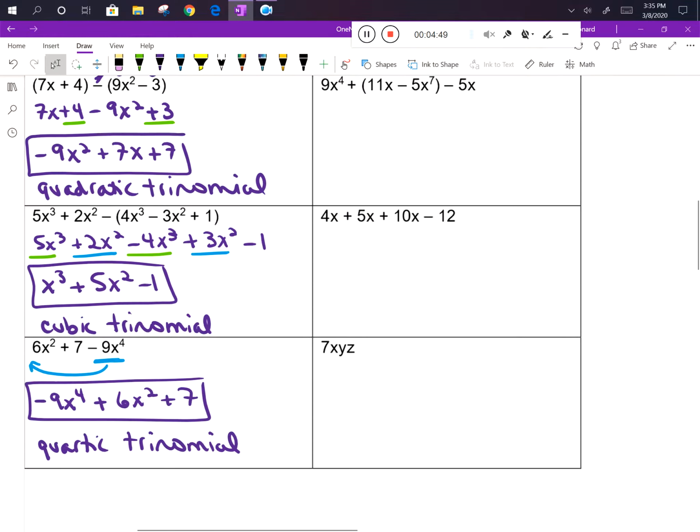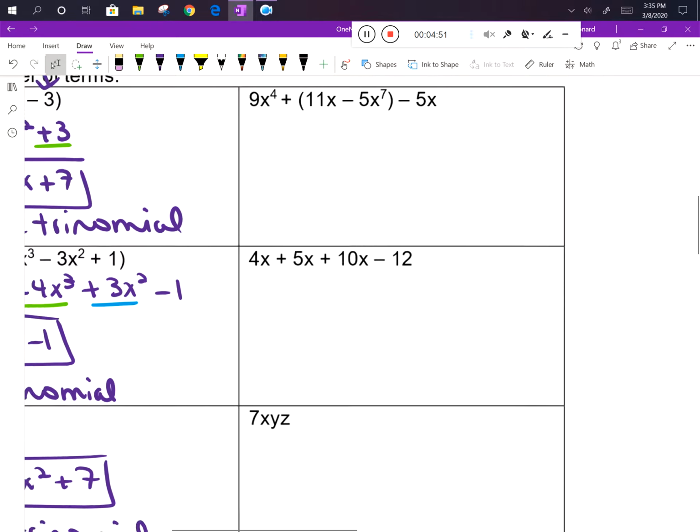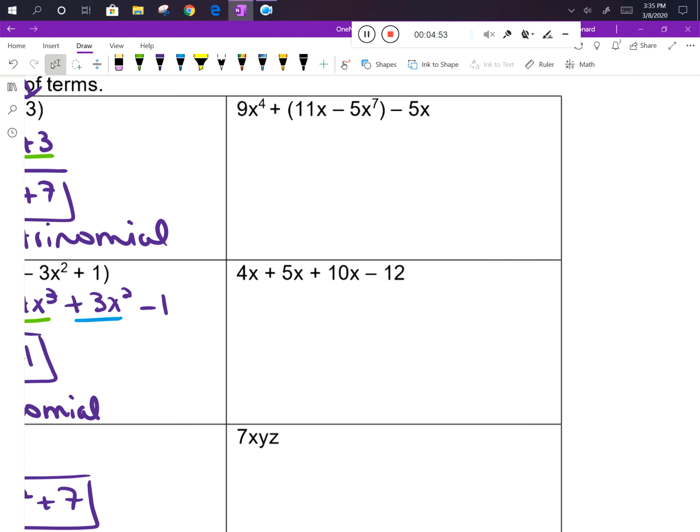Let's tackle the third column. In the third column, we do have a set of parentheses, but interestingly, they kind of don't accomplish anything. When I think of distributing a positive 1, nothing happens. This is just 9x to the 4th plus 11x minus 5x to the 7th minus 5x. So the next question is, do we have any like terms to combine? I see an x to the 4th, and then I see two terms that each just have a linear x, and then I see an x to the 7th.